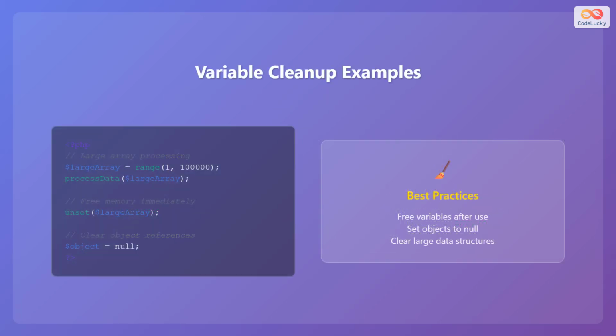Consider some practical examples of variable cleanup. After processing a large array, immediately free up the memory it occupies using the unset function. In object-oriented programming, if you have an object that is no longer needed, setting the object variable to null will remove references to that object and allow it to be garbage collected. These practices are effective for freeing variables after use, setting objects to null, and clearing large data structures, all of which contribute to better memory management.